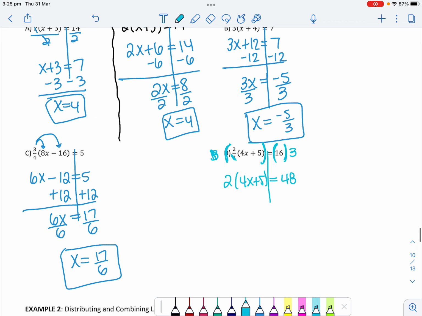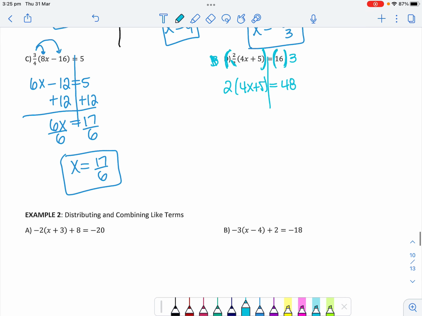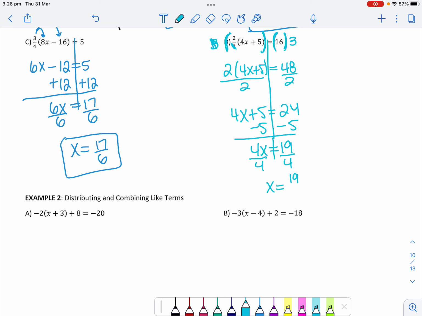And then we're back to a problem like part A. In part A, I had an even number outside of my parentheses, and I had an even number on the other side. So I can choose how I want to handle that multiplication. Do I want to get rid of it before I distribute, or do I want to distribute and then have to do a two-step? In this one, I'm going to choose to divide first. So I'm going to divide by 2, and I get 4x plus 5 equals 24. Then I'm going to subtract 5. So 4x equals 19. I divide by 4, and I'm going to leave it as 19 over 4.